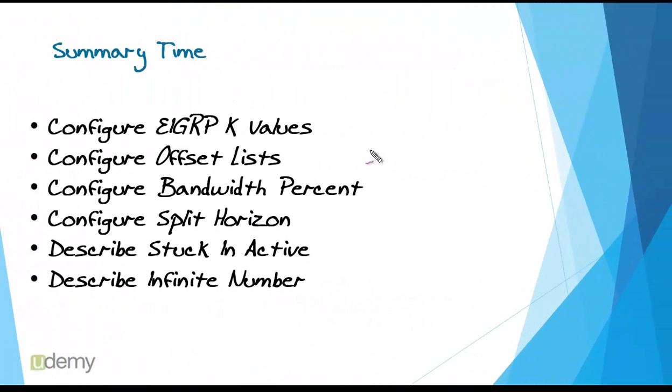Now it's summary time. In this lecture, we learned how to manipulate EIGRP metric calculation by changing K values and setting offset lists. We saw how we could limit the bandwidth usage of EIGRP for sending updates. We understood what the split horizon rule is and how we could disable it in some situations. We learned what stuck in active situations are in some routes and how we could deal with them, and what the infinite number is in EIGRP. This is our last lecture.